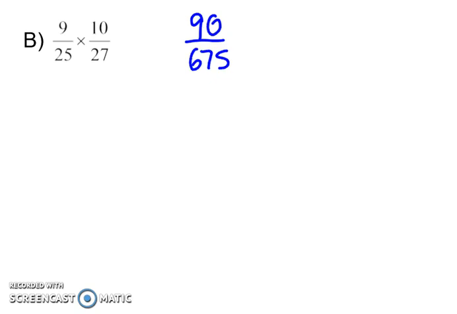And then I could simplify this. I'd say let's divide by 5 over 5. I'm going to divide both numerator and denominator by 5. And this would give me 18 over 135. And I can see that should be divisible again.